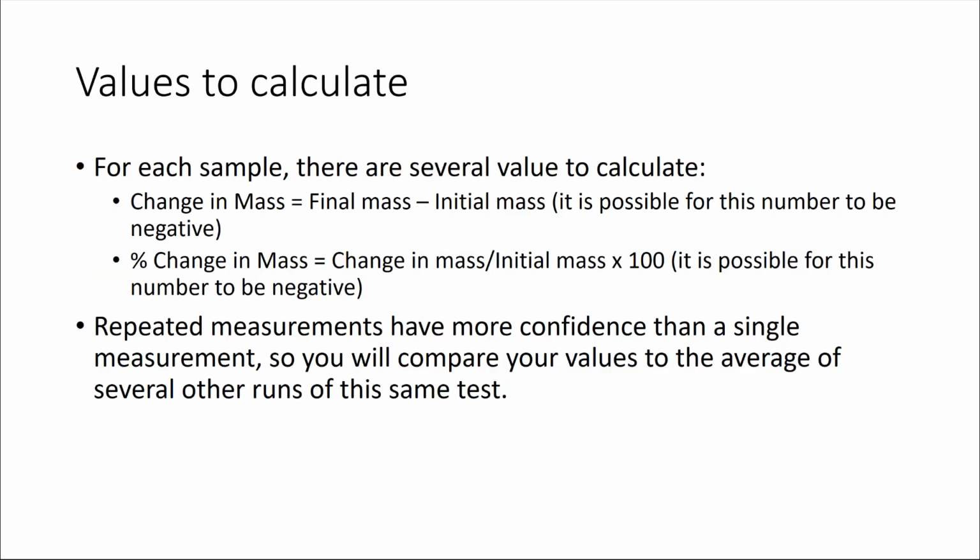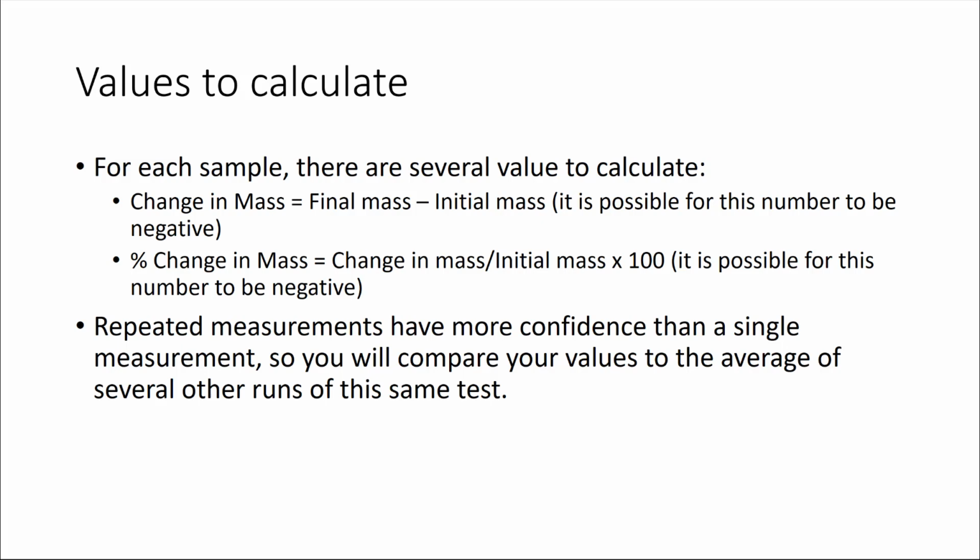We're then going to calculate a few values for each of our solutions. First, we want to figure out what the change in mass was. And we calculate the change in mass by having our final mass minus our initial mass. Now, it is possible for this number to be negative if our final mass was smaller than the initial mass.